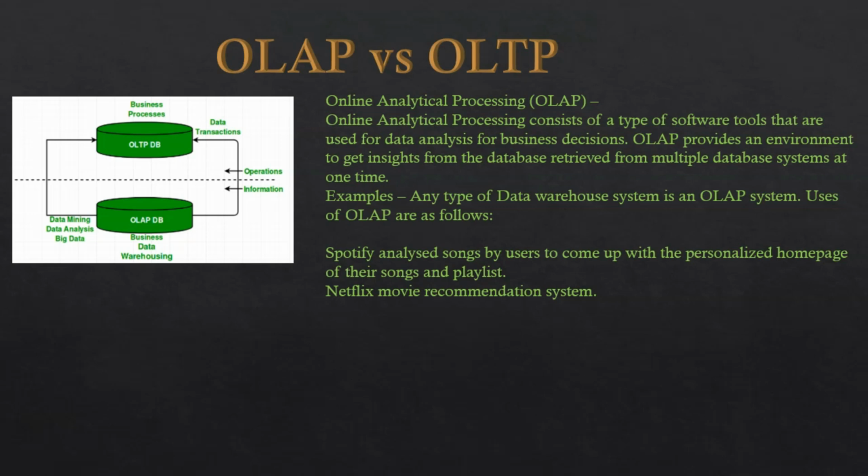Uses of OLAP are as follows. Spotify analyzes songs played by users to come up with a personalized homepage. Netflix recommends movies to us. Whenever we are watching YouTube, we realize that YouTube is feeding us the kind of content we had been following or watching for the last 5-10 minutes or for the last one day or last one week. So guys, all this is inside an OLAP, which basically is a data warehouse system.